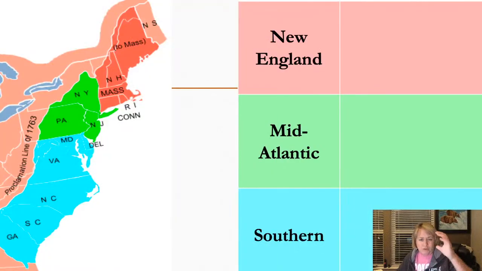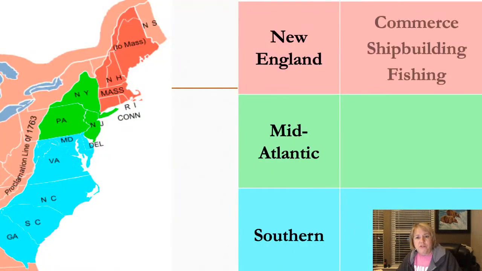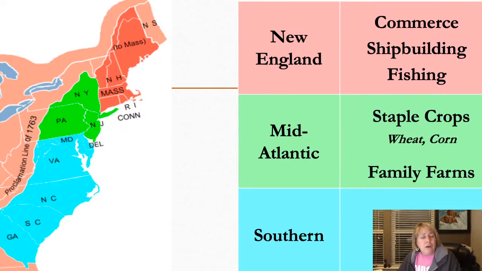All right. So just to recap the colonial regions and their economic base. New England relied primarily on commerce or trade. They relied on shipbuilding because of all the lumber in the territory. They were able to build ships and fishing. I mean, they're right there on the coast. Fishing was very good.